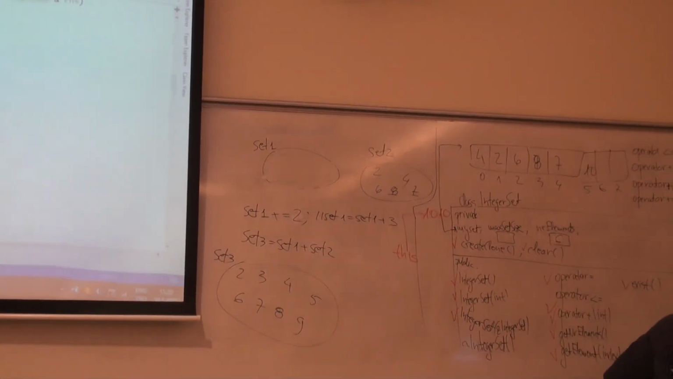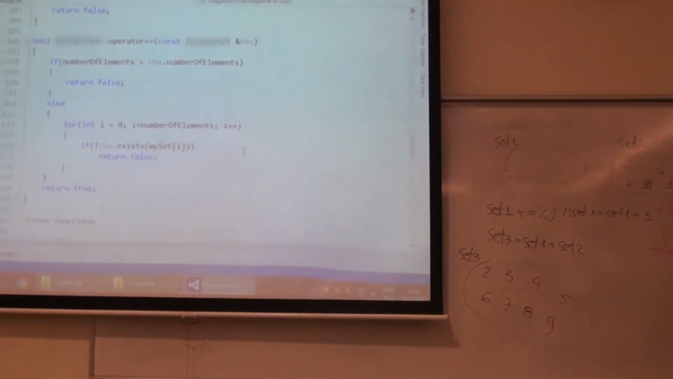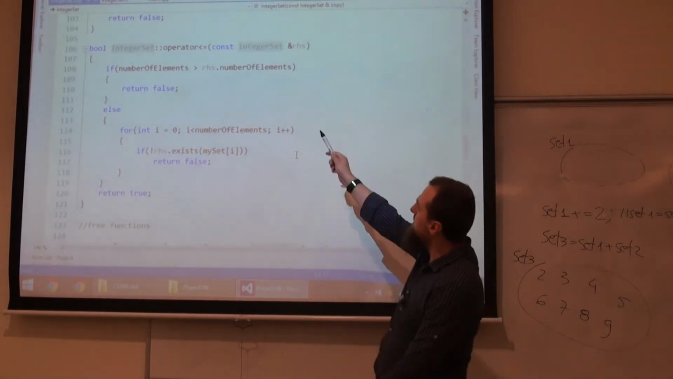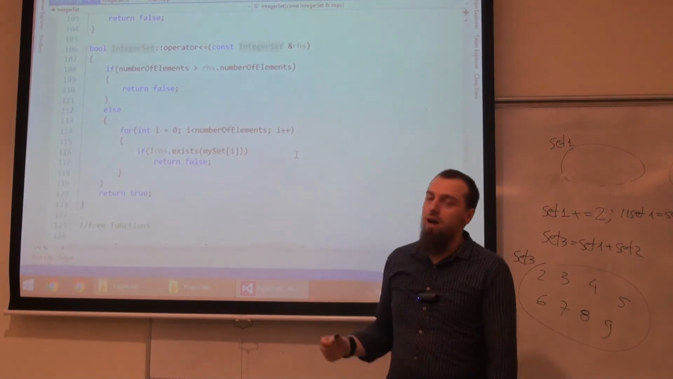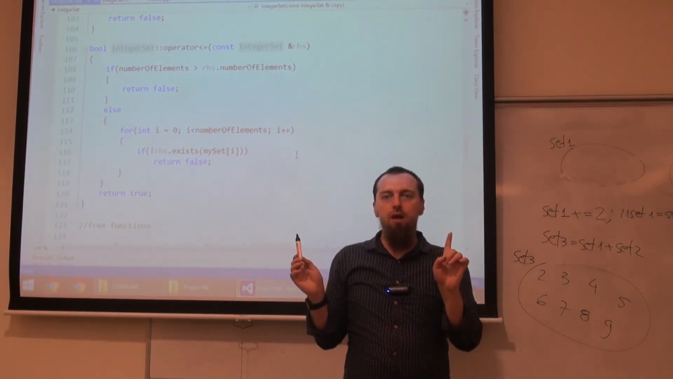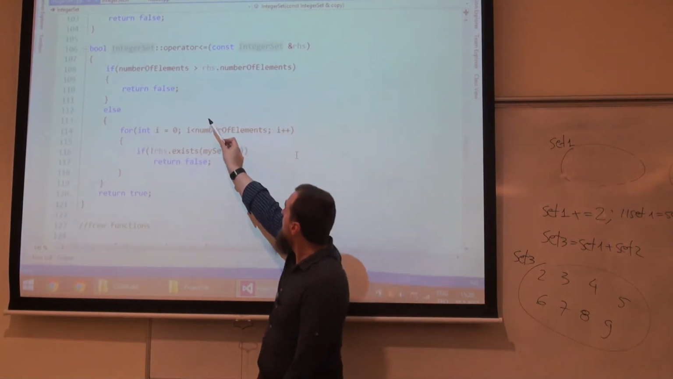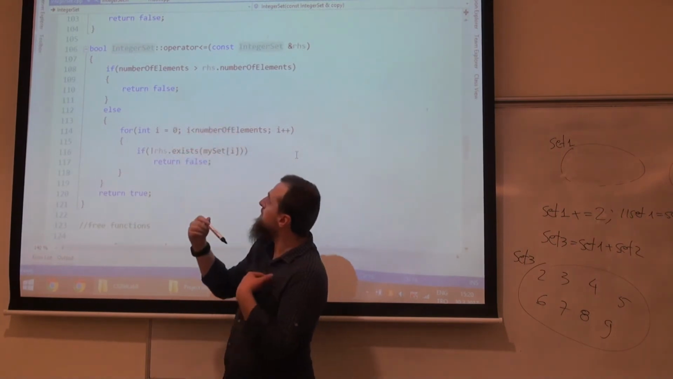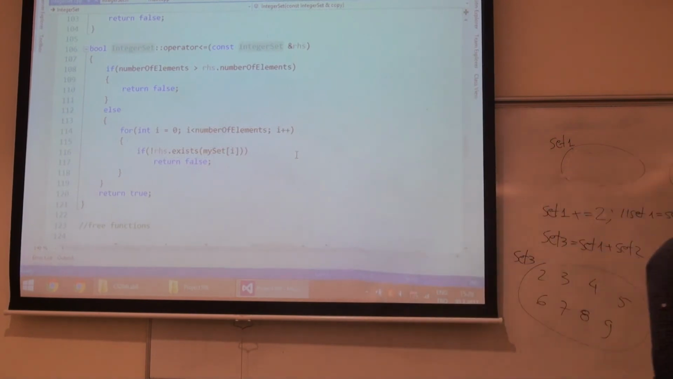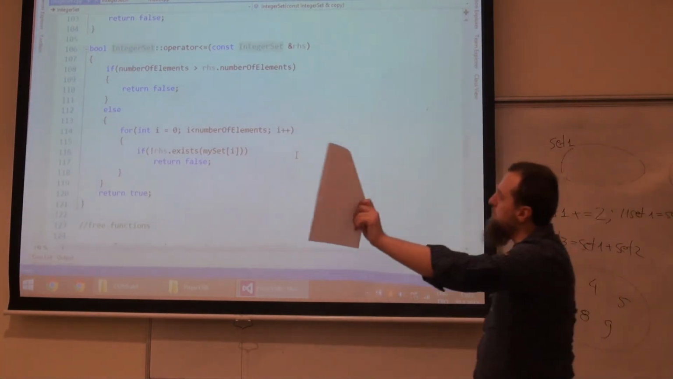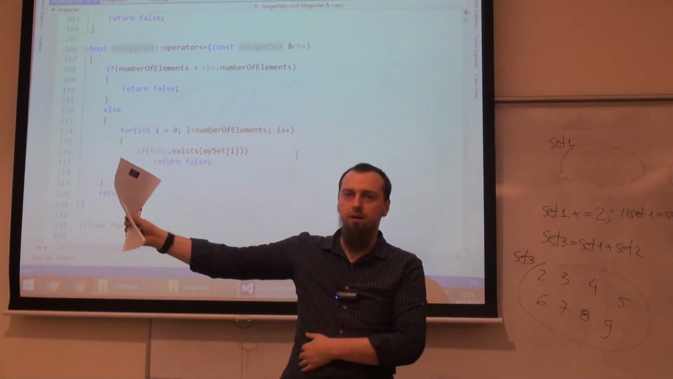Operator smaller or equal. Where is operator smaller or equal? How do I define operator smaller or equal? I take as a right-hand side operand another integer set, and I define this the following way. I am this guy that is calling this function, and this is an integer set. I'm trying to see whether I am smaller or equal than this right-hand side.